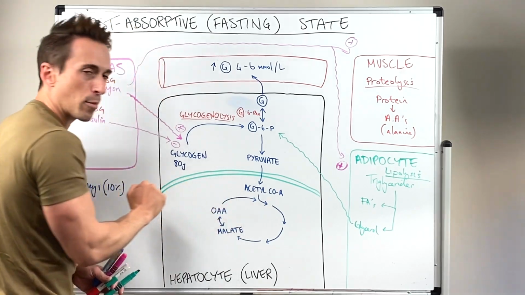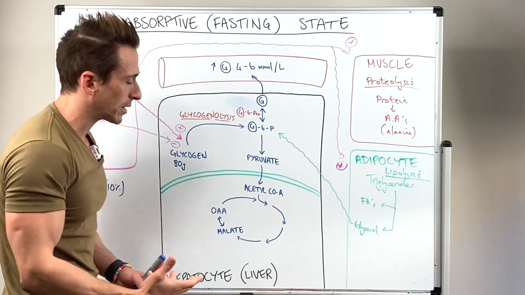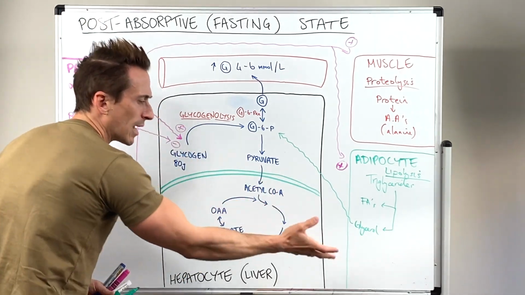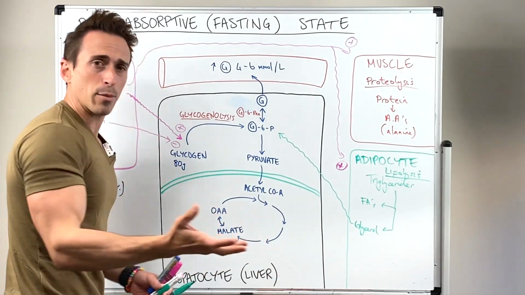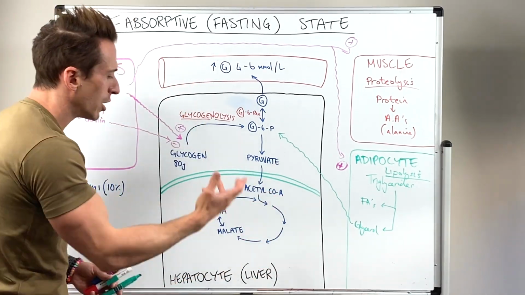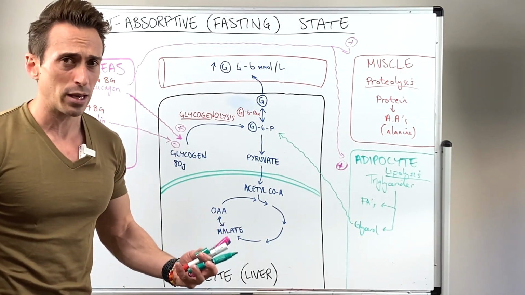Pyruvate can jump into the mitochondria, turn into acetyl-CoA, and through the Krebs cycle, also known as the citric acid cycle, can produce a whole number of products. It produces NADH, it produces carbon dioxide. These products, specifically the NADH, go to the electron transport chain to produce a whole bunch of ATP for energy.